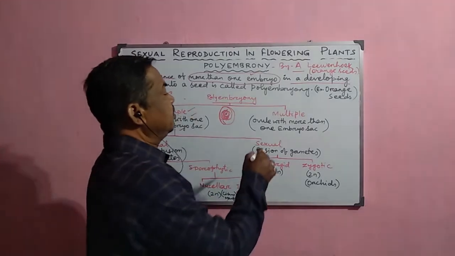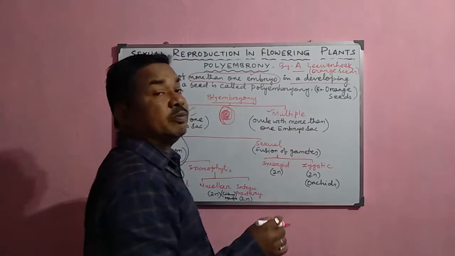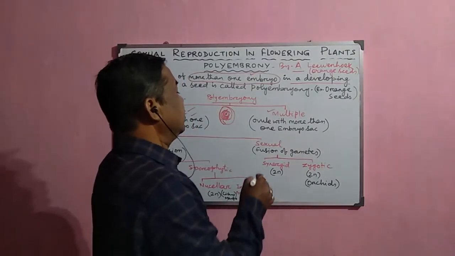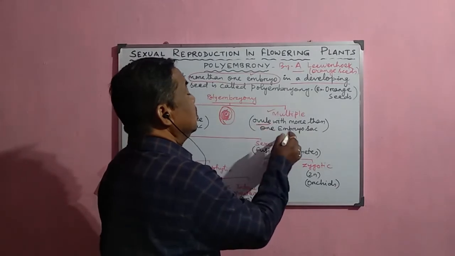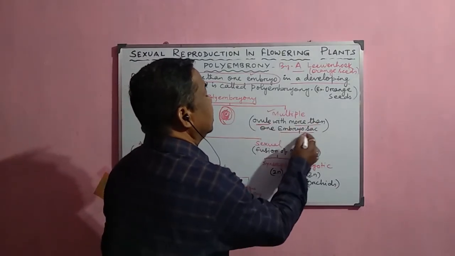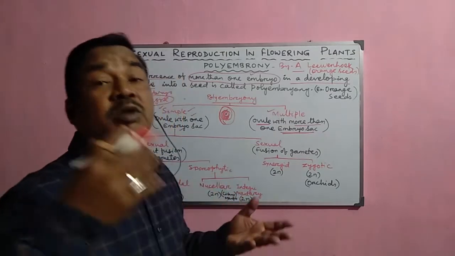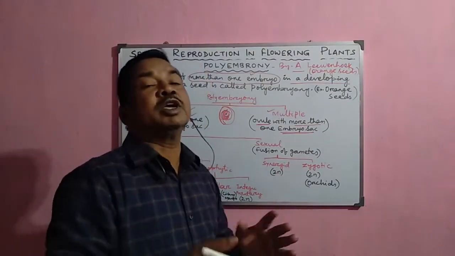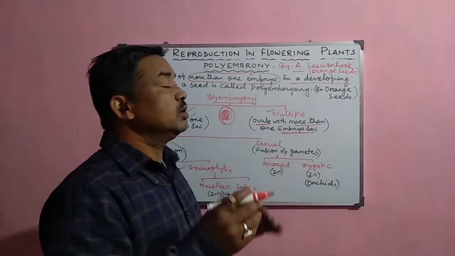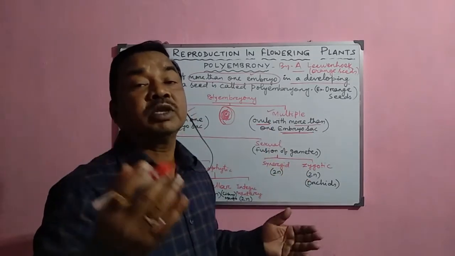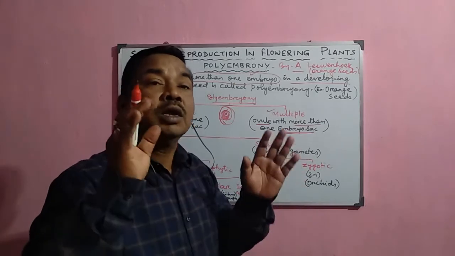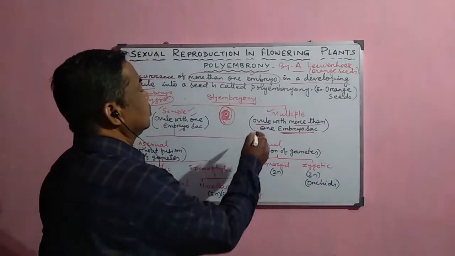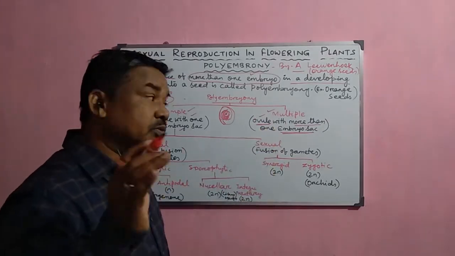Now sometimes the multiple type of polyembryony is also observed. Here, if inside the ovule more than one embryo sac is there, and in each embryo sac one zygote forms, then more than one embryo sac means more than one embryo will be developed there. So in this case also the polyembryony condition is observed.